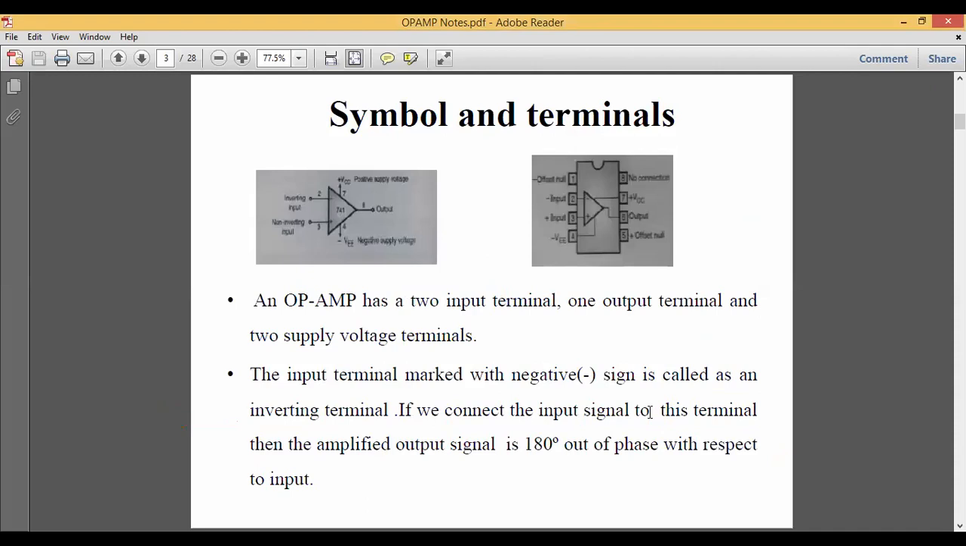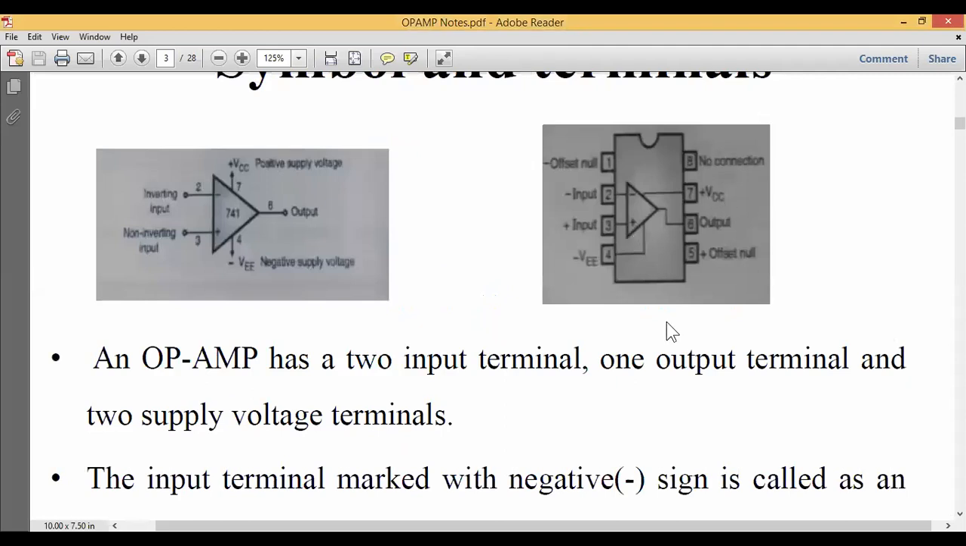Then how will an op amp look, and what are the terminals of an op amp? Looking at these two figures, figure number 1 represents the symbolic representation of the op amp, and figure number 2 represents it in terms of an IC. The op amp is an 8 terminal device. First let us go with figure number 2 so that it will be more clear when you go for figure number 1.